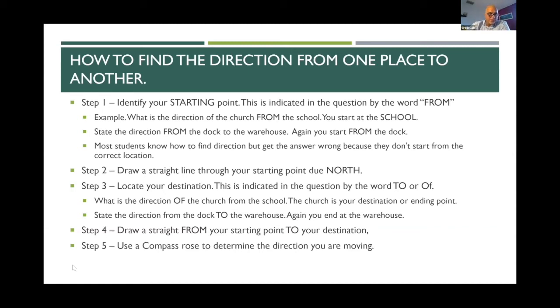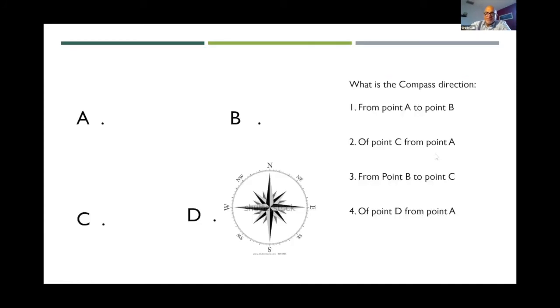So, hey, guess what? Let's practice. What is the compass direction from point A to point B? Let's see if we get some answers. From point A to point B. Here we go. Write it out for me, Jason. I see it. Yes, thank you. Very good. Anyone else? From A, so A is our starting point. From A to B. Anyone else?